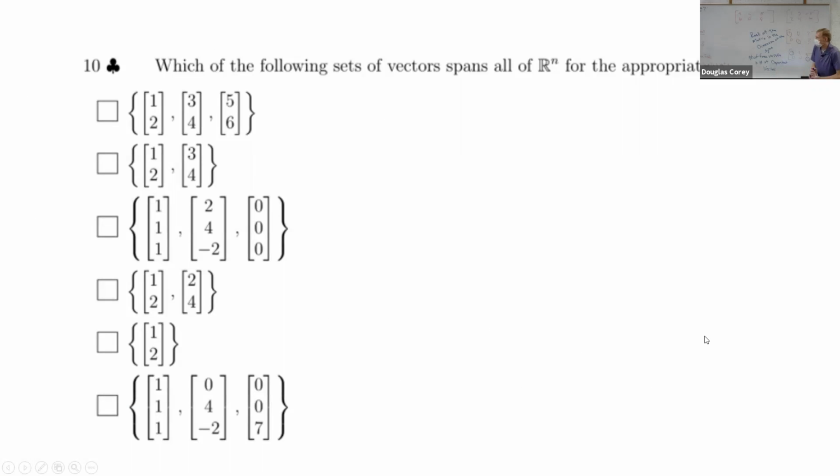Okay. Which of the following sets of vectors spans all of Rn for the appropriate n? So if I have, these are two-dimensional vectors. I have two coordinates, so I'm only in R2 here. These are two-dimensional vectors, so I am only in R2.